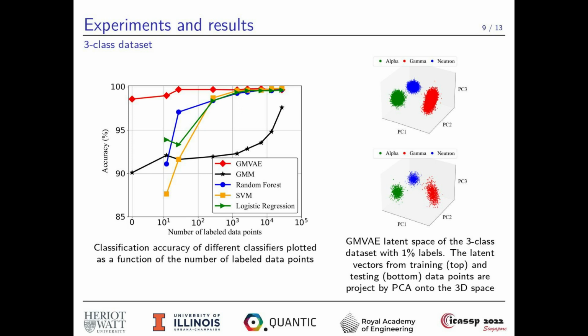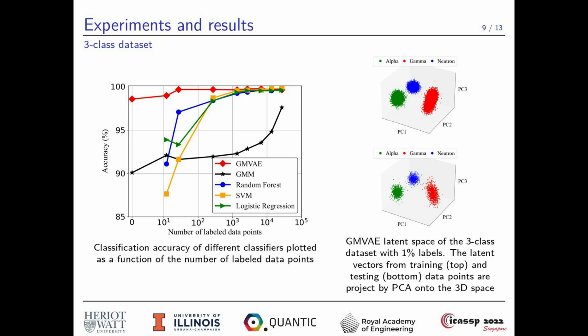In contrast to GMVAE and GMM, which can be trained on both labeled and unlabeled data, the supervised classifiers are trained only on the subset of labeled data. The figure on the left displays the classification accuracy obtained by GMVAE, GMM, and the three best supervised classifiers. We can see that most supervised classifiers achieved high accuracy for all tests with labeled data above 5% of the size of the training dataset.